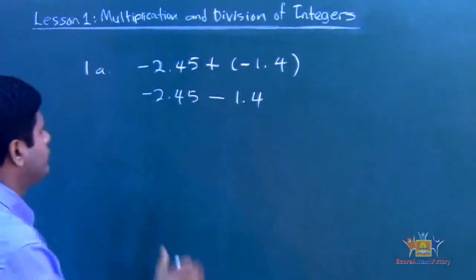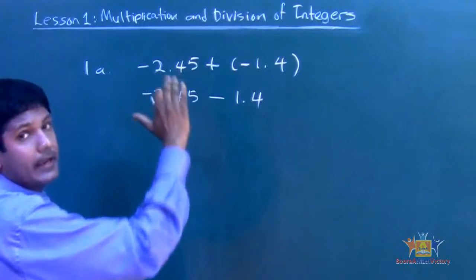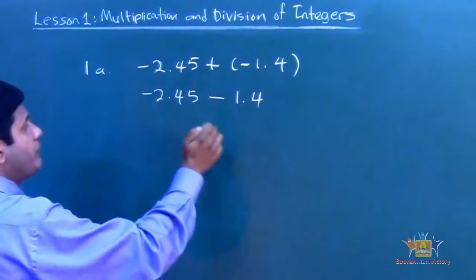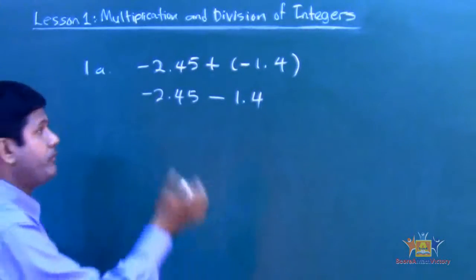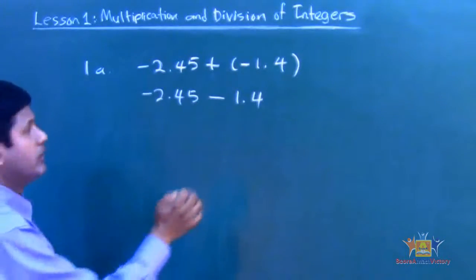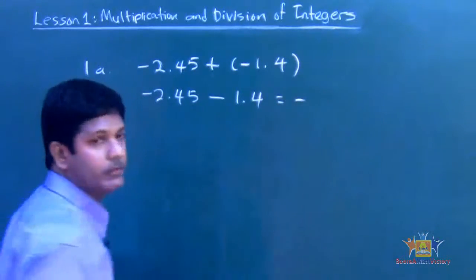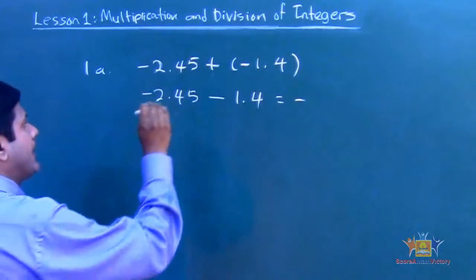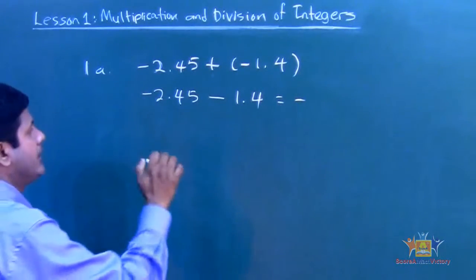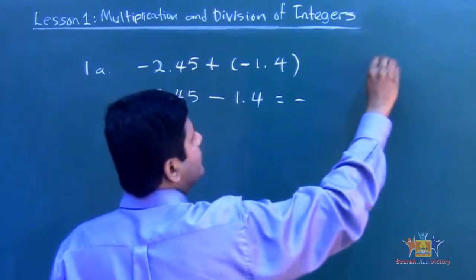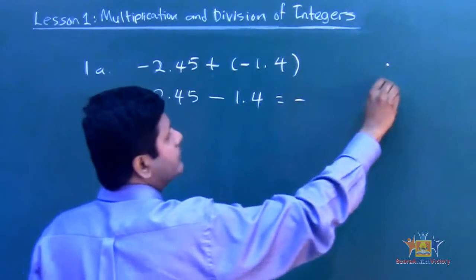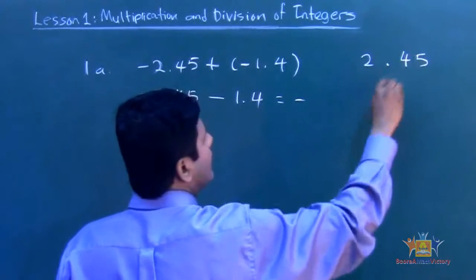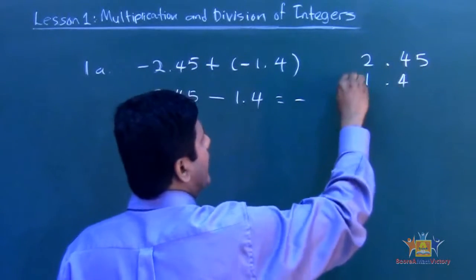Now look at that, it's negative and negative. So in other words, you owe more, so you know your final answer is going to be negative. So what we're going to do is add these two numbers, okay? What do we do? We're going to line it up. We grab each number by the decimal and line them up. So we have 2.45 and 1.4, and we're going to add them.